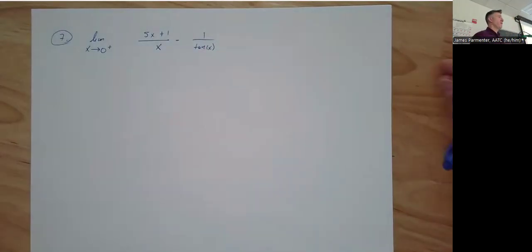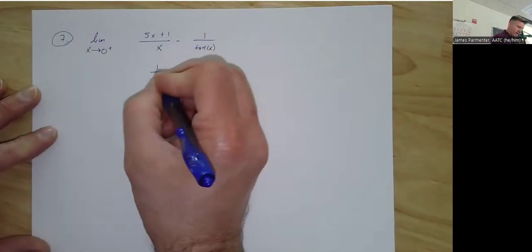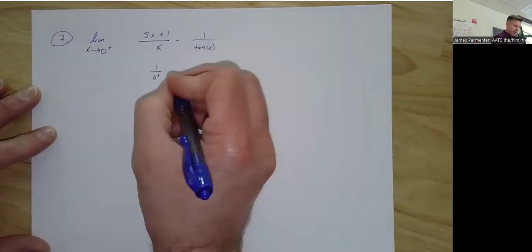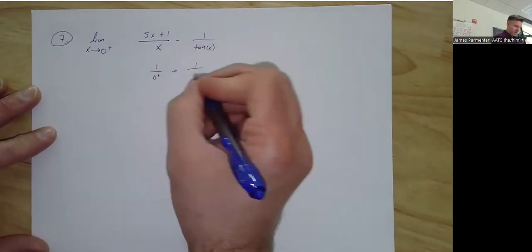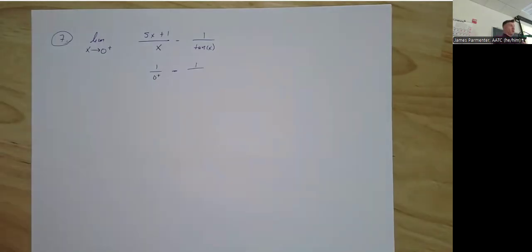Now this looks a little different from the get-go. First of all, it's not just one fraction, so it's not infinity over infinity or 0 over 0 yet. Also, if we plugged in 0, which you should always think about, let's see what happens. If I plug in 0, I get 1 over a slightly positive 0, minus 1 over tangent of a slightly positive 0, which is going to be a slightly positive 0, right? Because tangent of 0 is 0.